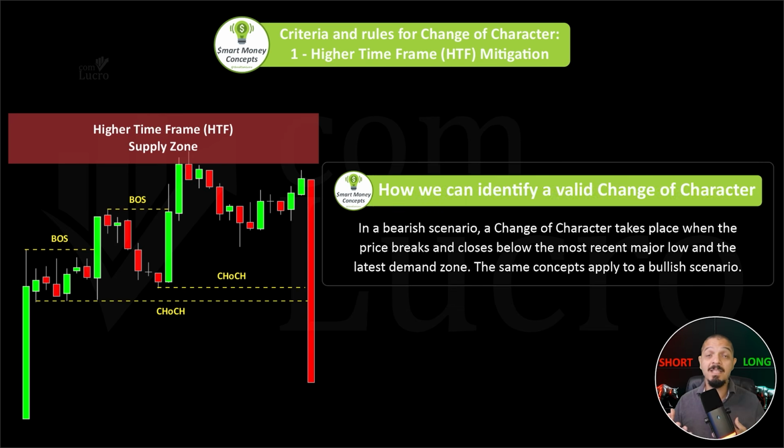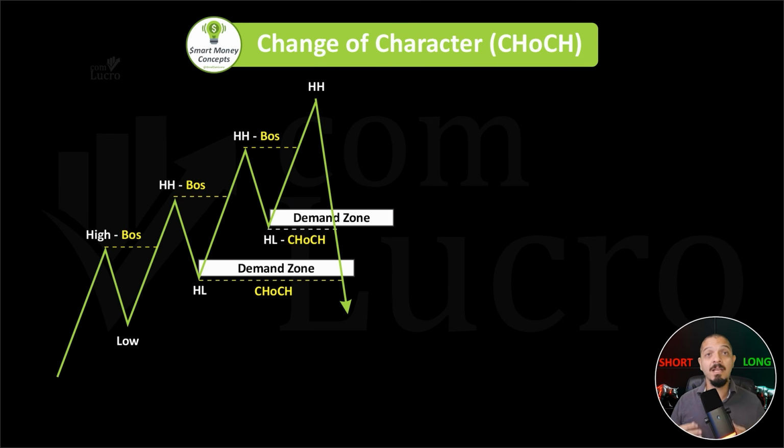Now, let's see how we can identify a valid change of character in the market. In a bearish scenario, a change of character takes place when the price breaks and closes below the most recent major low and the latest demand zone. The same concepts apply to a bullish scenario. For example, when the price was in an uptrend, consistently forming bullish structure breaks, a shift occurs when it breaks through the most recent major low in the demand zone, signifying the first change of character. The downward momentum continues as the price pushes through the next demand zone and higher low, resulting in a second change of character. This dual change of character suggests an impending shift in market structure.